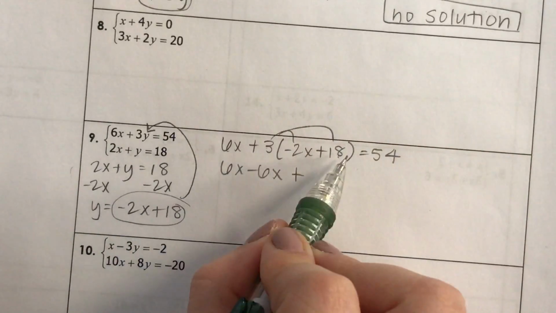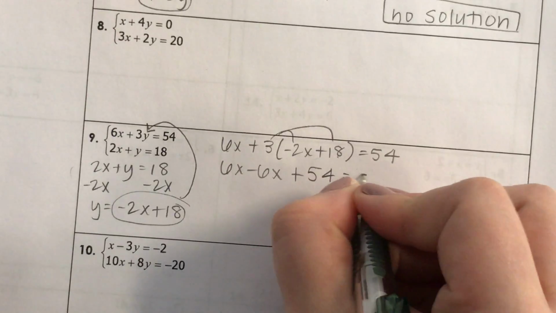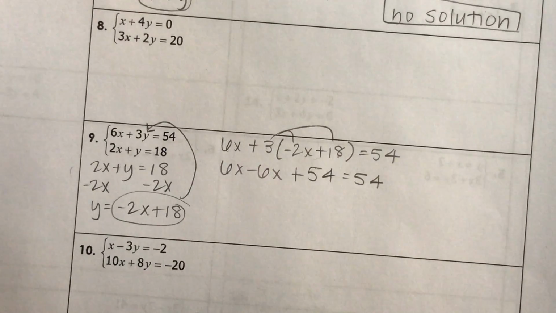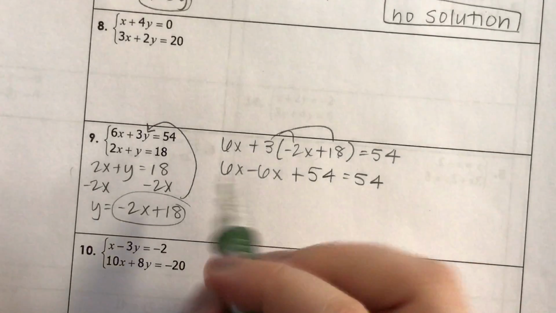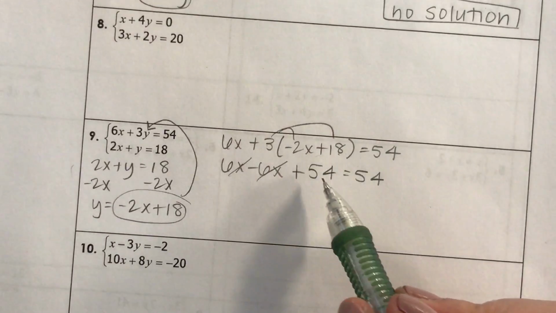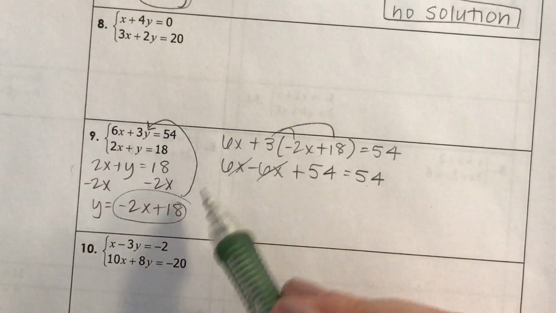Oh, wait, hang on. No, it's not. It's 54. Silly. 54. Okay. What's 6x minus 6x? Well, that's 0. 54 equals 54. Yes. I have no more variables.